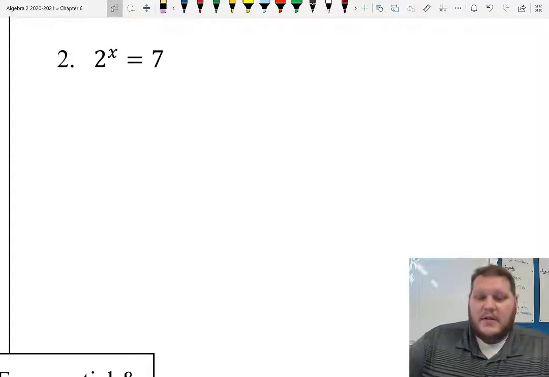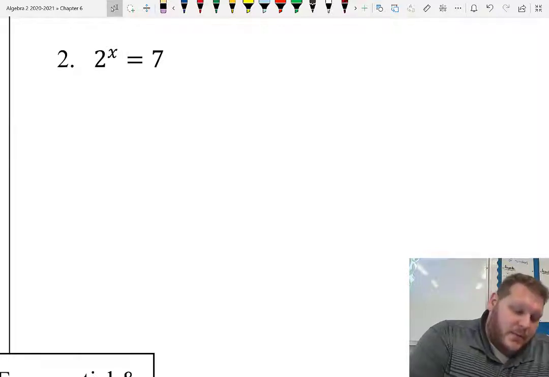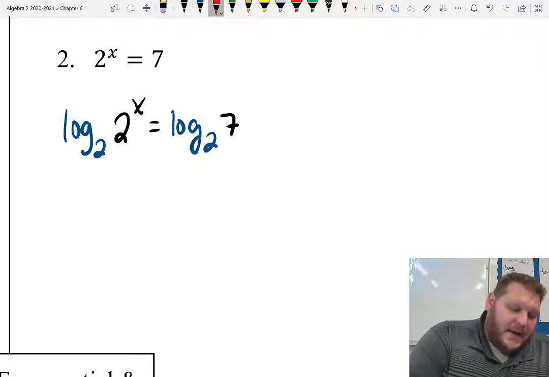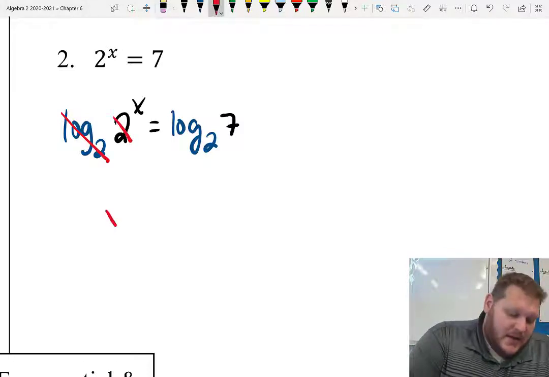So how I have to handle this is utilizing the fact that I know my log base 2 is the inverse of an exponential with a base of 2. So what I'm going to do here is rewrite first just below so I have some space to write with. What I have to do is take the log with respect to base 2 on both sides. If I do the log base 2 on both sides, on this left side, my log base 2 and my base of 2 cancel out, and I'm just left with x.